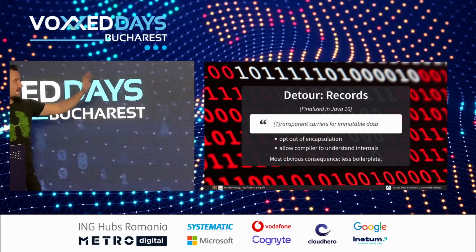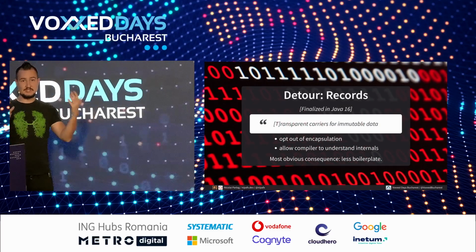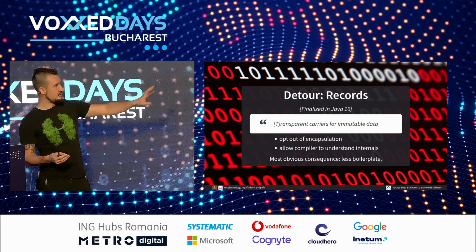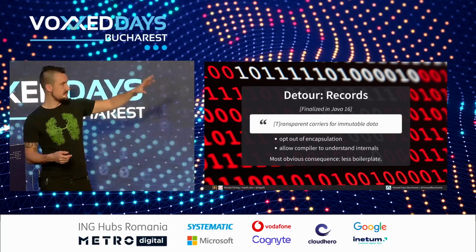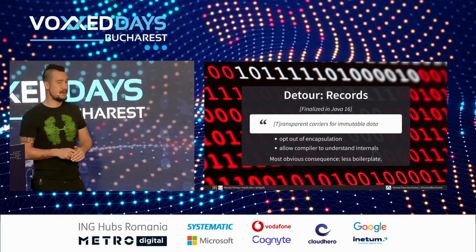So records were finalized in Java 16, and the claim that they have is that they're transparent carriers for immutable data. The immutable part is important because it means all fields are final, but the more interesting part for us mostly is the transparent part.